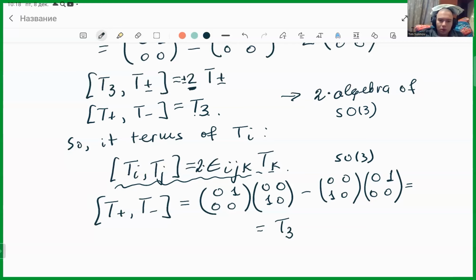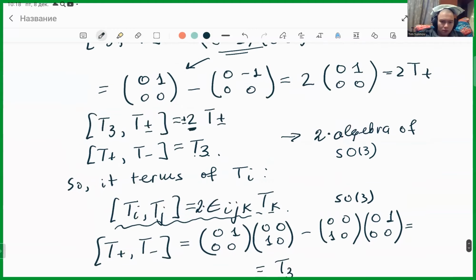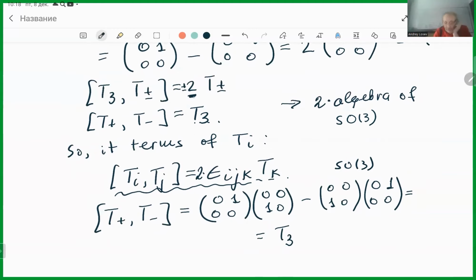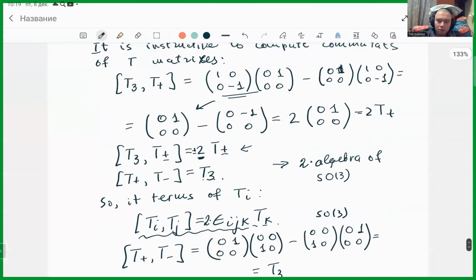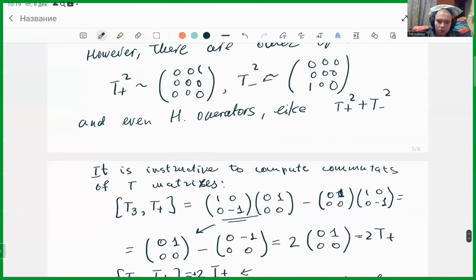If T1 and T2 are connected with T plus and T minus, as you've written above, then it's fine. So how do I get this 2 here? Well, it just happens naturally. There's no need for rescaling. This 2 is normal for SL2. Okay, okay. So let me. Can you show the definition of T plus and T minus in terms of T1 and T2 again?